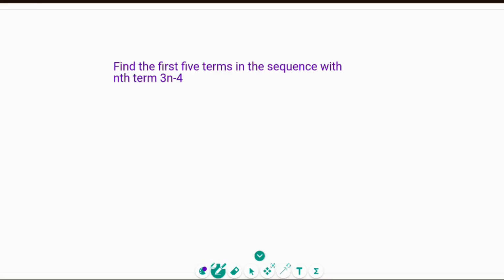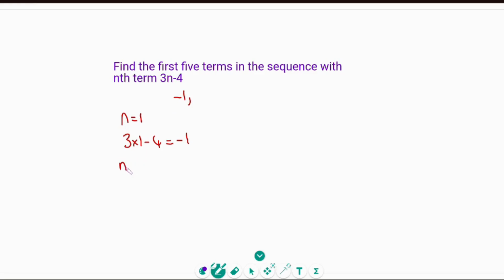Okay, find the first 5 terms in the sequence with nth term 3n minus 4. So to find the first term, n is 1. So we're just substituting 1 into this formula. 3 times 1 is 3, take away 4 is -1. So that's my first term in the sequence.